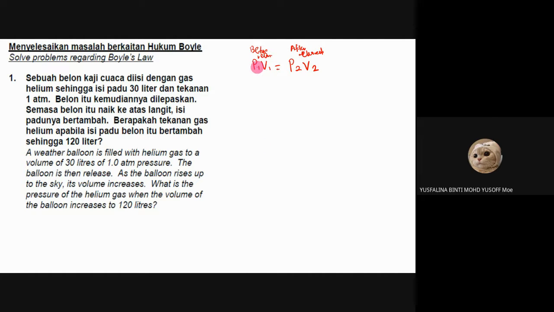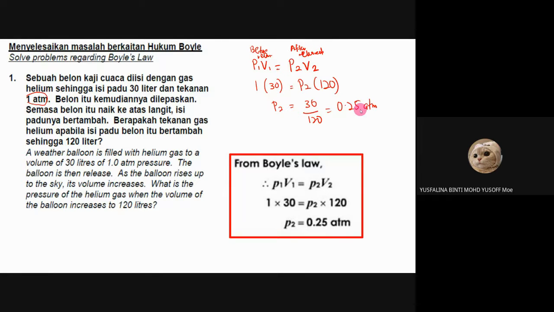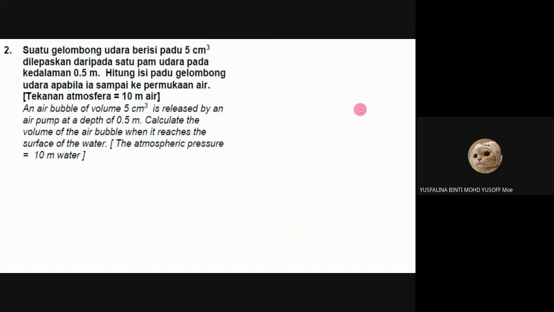So pressure here is 1 atmosphere, times the volume, which is 30 liters. The pressure is the one you need to find after release, and the volume is already given as 120. So P2 is 30 divided by 120, so you will get 0.25 atm. Let's check whether it's correct or not. Yes, 0.25 atm.